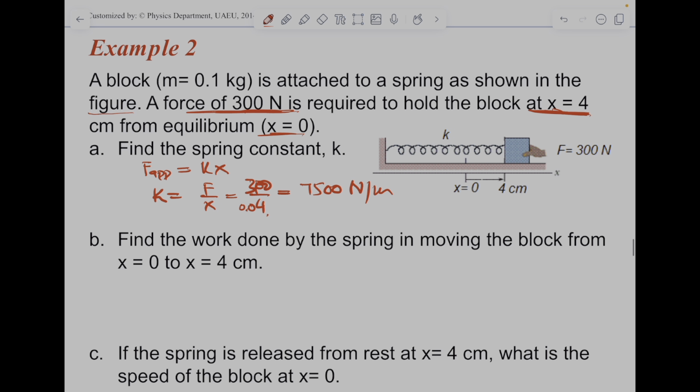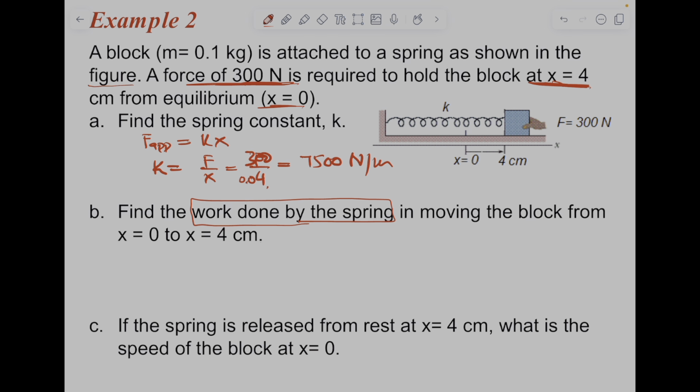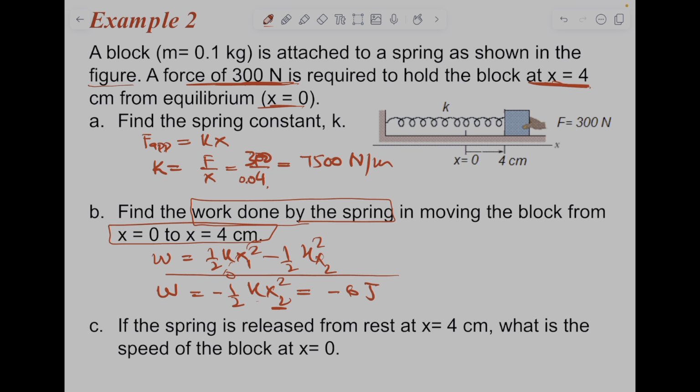Now the next is the work done by the spring. The work done by the spring is 1/2 kx1 squared minus 1/2 kx2 squared. So x is 0, so this term was 0, so the work done by the spring is 1/2 kx squared, which is nothing but, you put the value of 0.04 squared, k is 7500 and 1/2, so you will get 6 joule of work done by the spring.